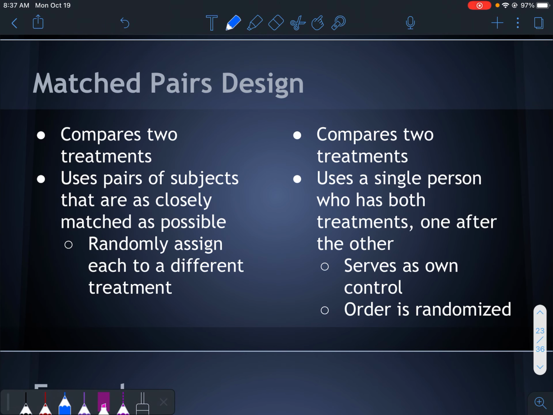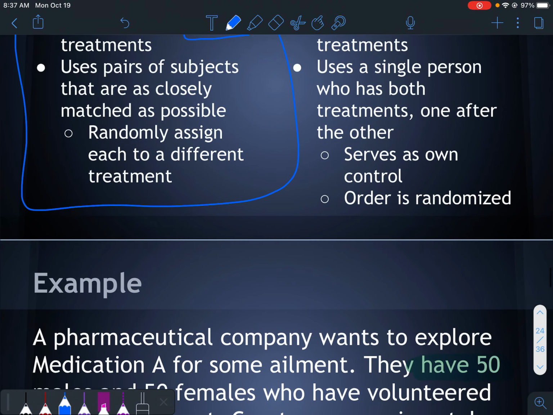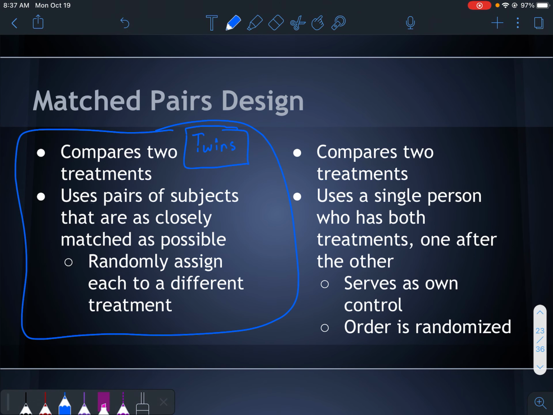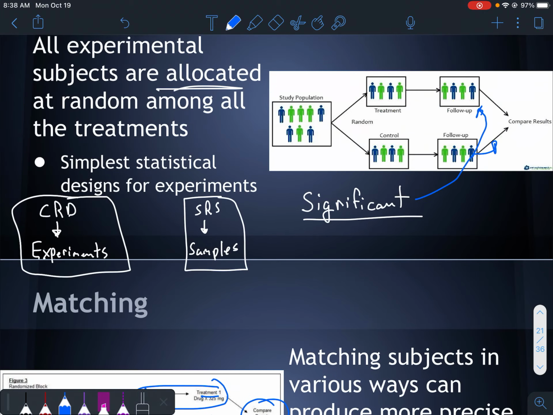Matched pairs design compares two treatments and uses pairs of subjects. There are two different ways. The first way uses pairs of subjects that are matched as closely as possible. In this situation, scientists love twins or triplets or any multiples. Talk about a very, very close, almost perfect match of individuals. You randomly assign each one to a different treatment.